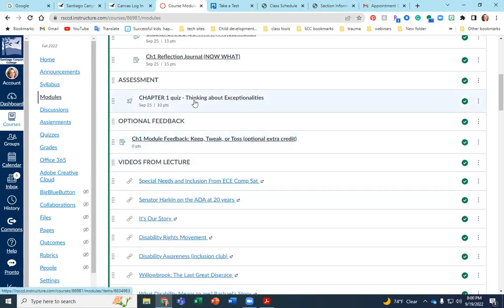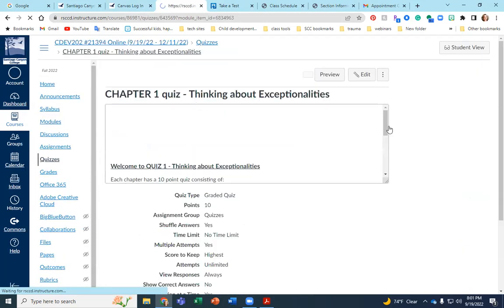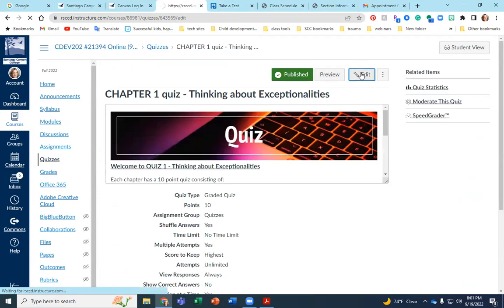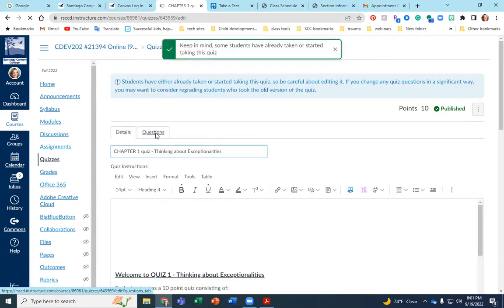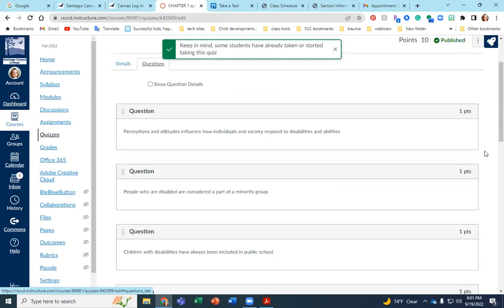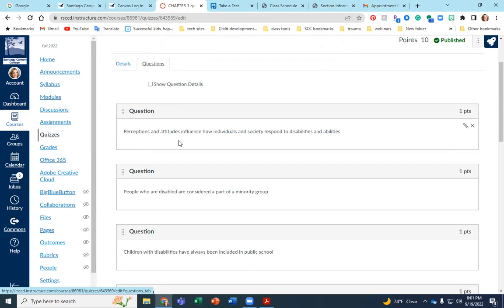It's 10 points. Shall I show you what it looks like? No problem. Due Sunday, 8 o'clock. Let's look at this preview. Let's make sure all the questions are good. You can write down the answers really quick. Here's the question. I won't show you the answers. Perceptions and attitudes, this is true or false. Perceptions and attitudes influence how individuals in society respond to disabilities and abilities.